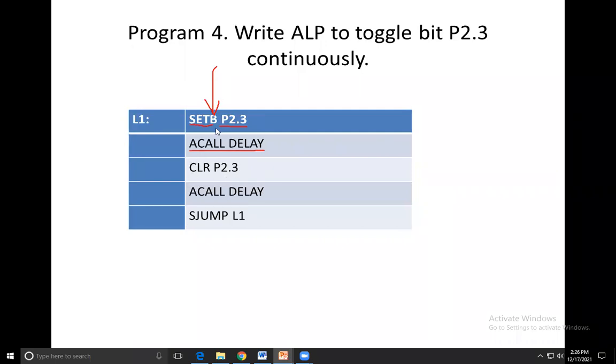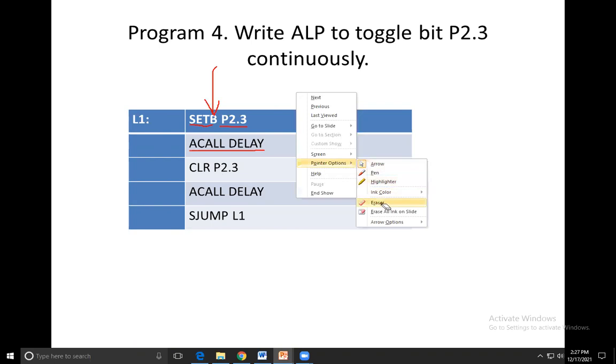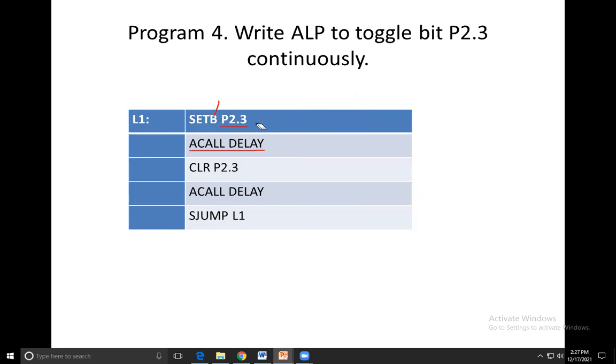Here SETB P2.3 means pin 2.3 contains a value of 1. Then after that, CLR P2.3 means you have to clear the pin, port 2.3. Okay. Then ACALL delay. Then SJMP L1. Again the process will be continuous.